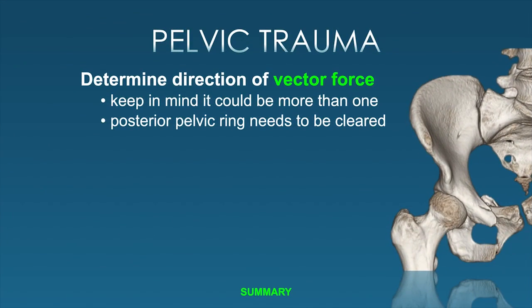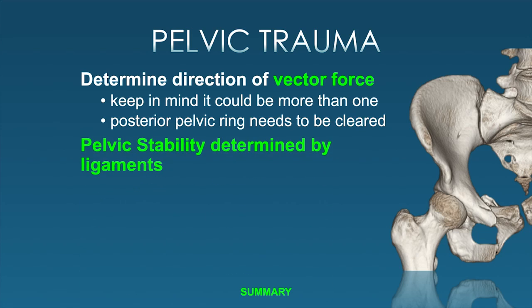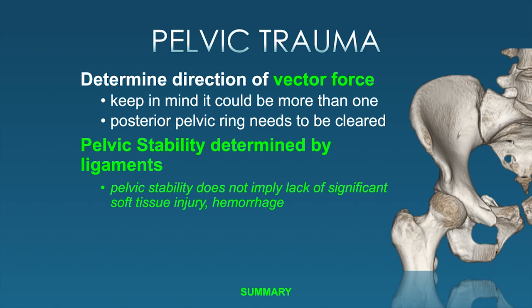So, in summary, determine the direction of the vector force. Keep in mind it could be more than one. Really make sure that you're looking at the posterior pelvic ring, because that's going to really start dictating whether you're dealing with an unstable situation. Remember, stability is going to be determined by those ligaments, not necessarily by the bone. But you'll see the displacement as a result of those ligaments being involved. Pelvic stability also does not imply a lack of significant soft tissue injury or hemorrhage.